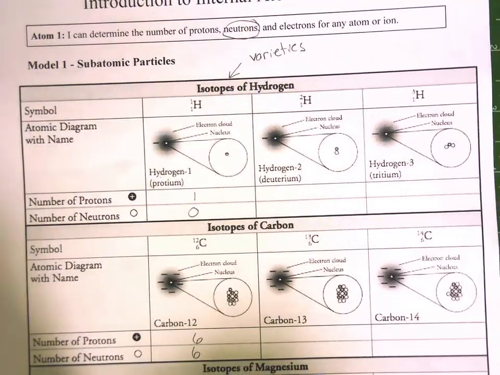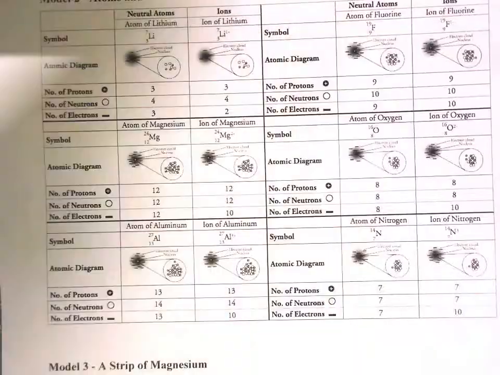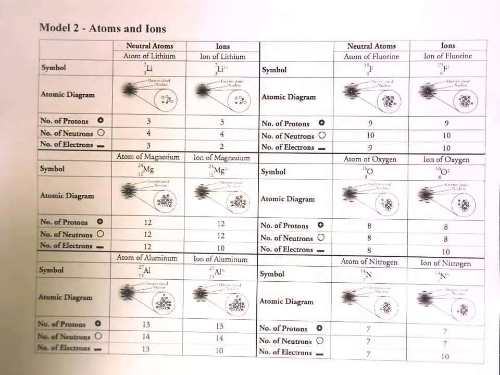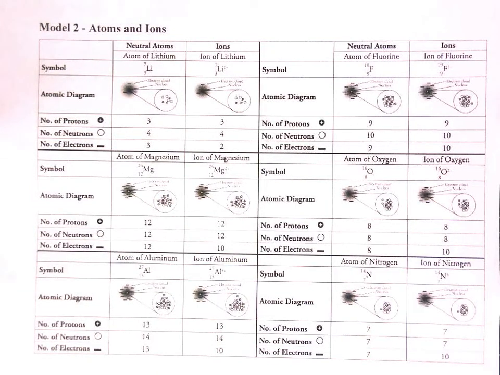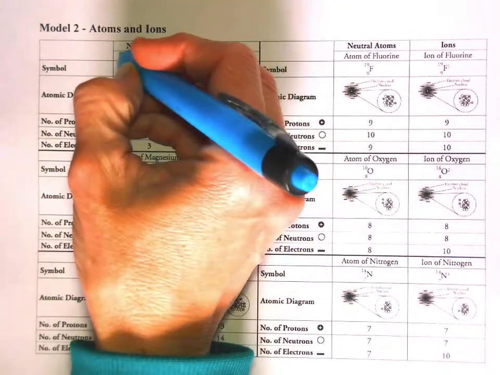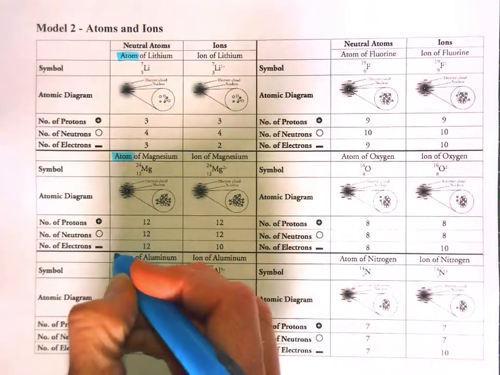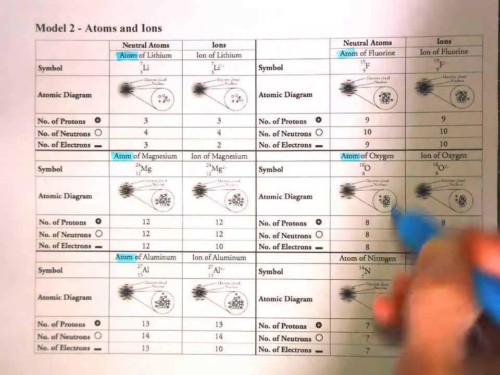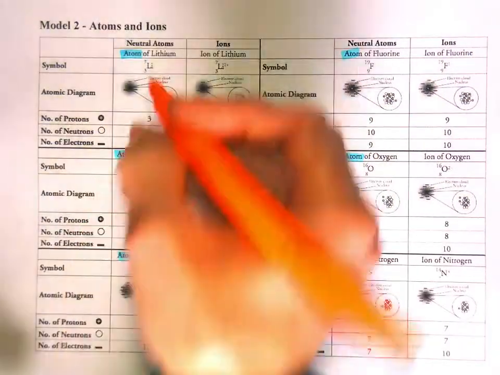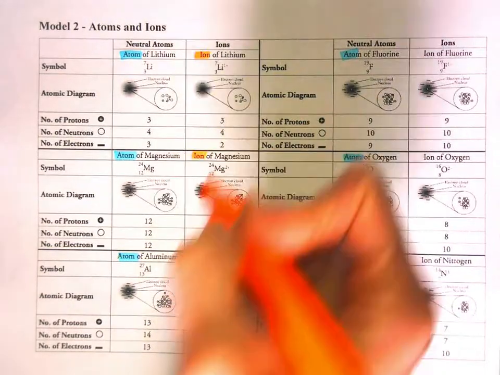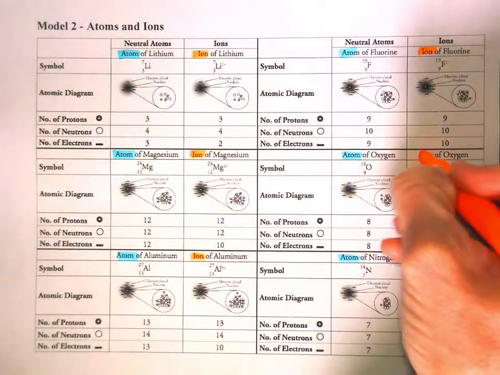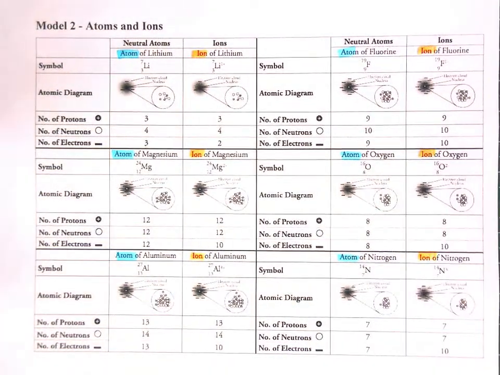When you get to question 14 and it says to look at model 2, you're going to flip your paper over and find model number 2. Model number 2 involves both atoms and ions, and it's important to keep track of which one you're talking about. So we're going to highlight the word atom in one color and the word ion in a different color, so that when you're looking at your models, you remember that one of the key things about this model is the difference between an atom and an ion.